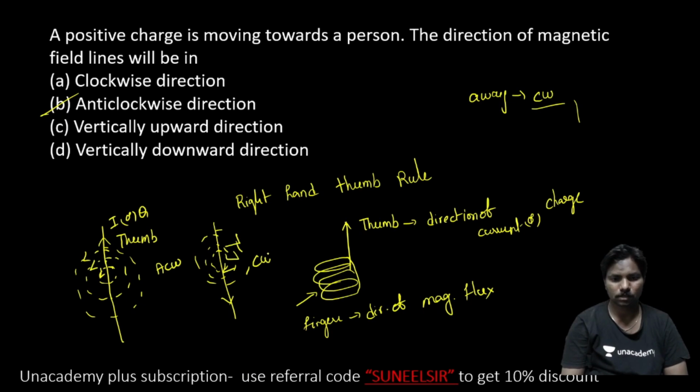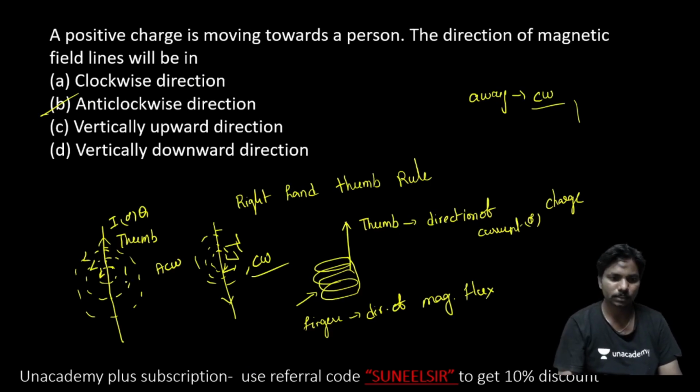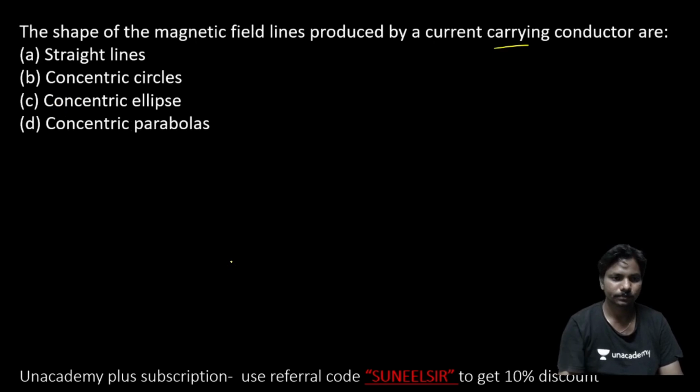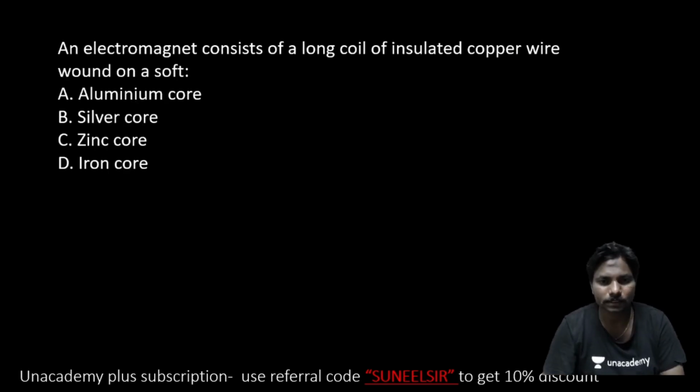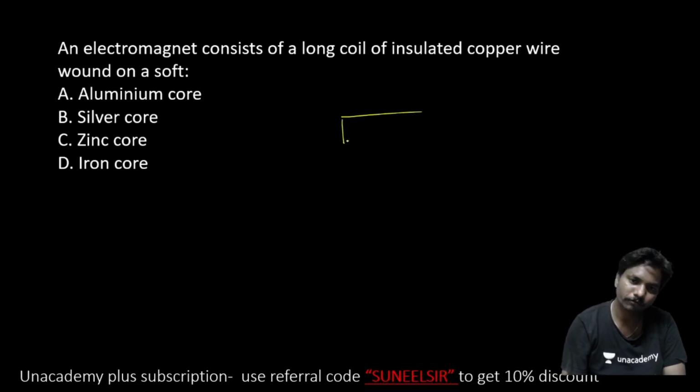Coming to the next one: the shape of magnetic field lines produced by a current carrying conductor. Just now we have discussed, the shape is nothing but concentric circles. An electromagnet consists of a long coil of insulated copper wire wound on the soft dash. Let us take soft ferromagnetic.